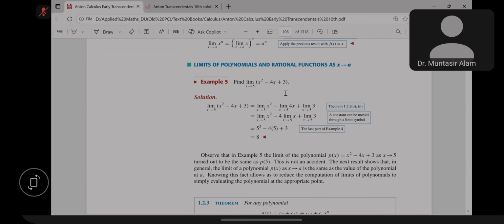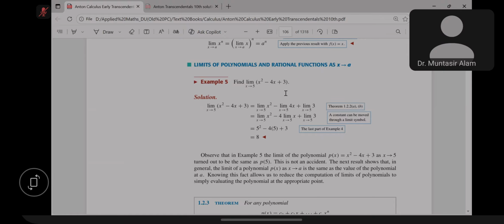The next concept is finding limits of polynomial and rational functions as x approaches a. That means you are asked to find the limit of a polynomial function about a particular point, which is x approaches 5, and you are finding the limiting value of the polynomial x squared minus 4x plus 3. So here you can apply the same rule or the same concept of the theorem we studied earlier.